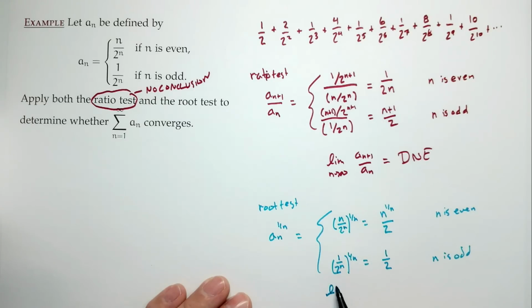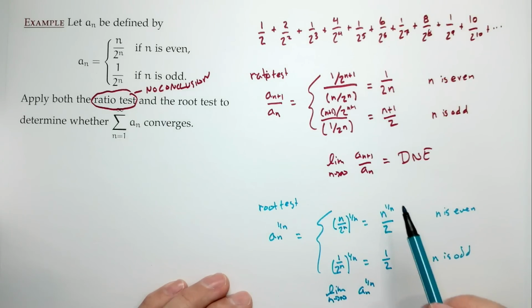So, what's the limit as n goes to infinity of a_n to the 1 over n? Well, if n is odd, I think I'm always a half. What happens if n is even? Well, what happens to n to the 1 over n? It's going to get close to 1. So, n to the 1 over n over 2 gets close to a half. So it doesn't matter, even or odd, I still think I'm approaching a half. Now, what's true about a half? A half is less than 1.